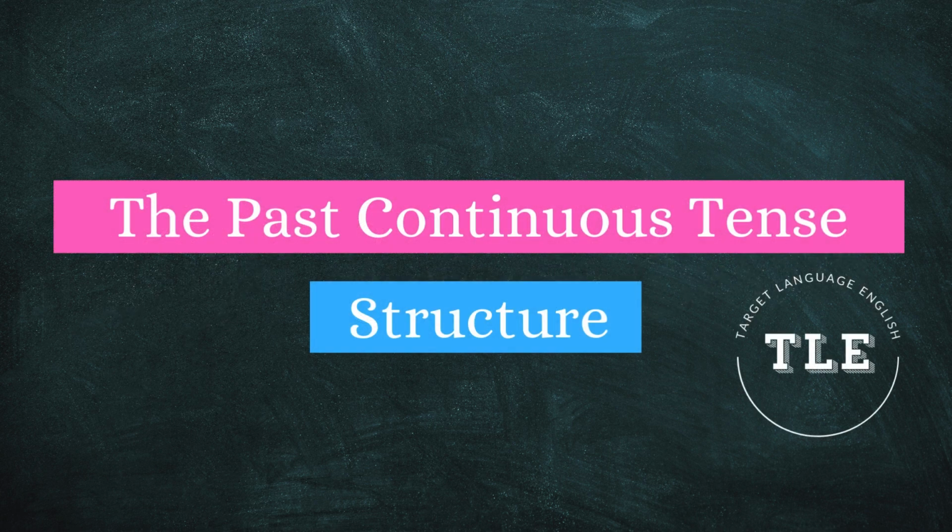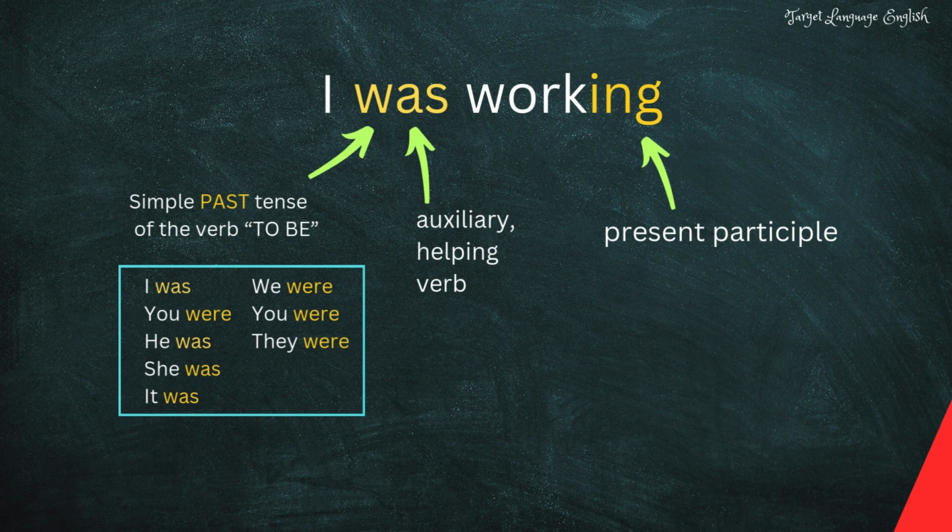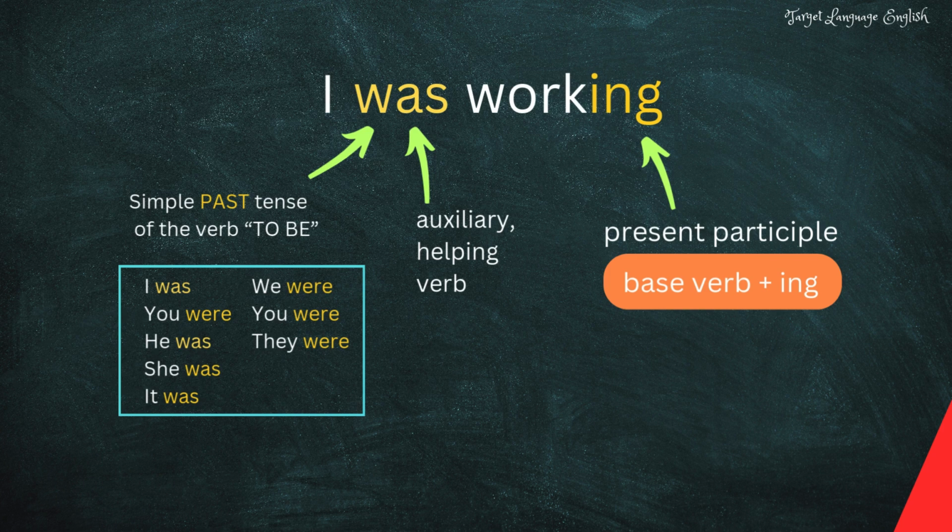Today's topic is the structure of the past continuous tense. How do we form the past continuous tense? Let's start with an example. I was working. This sentence is in the past continuous tense. We use the simple past tense of the verb to be, which is an auxiliary or a helping verb, and we also use the present participle of the main verb. The present participle is formed by adding ing to the base form of the verb, work, working.